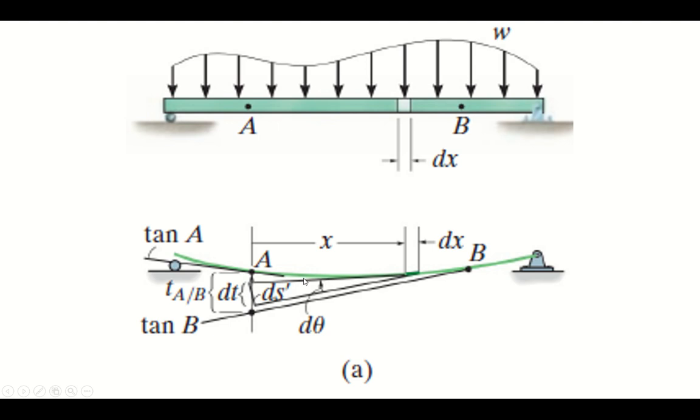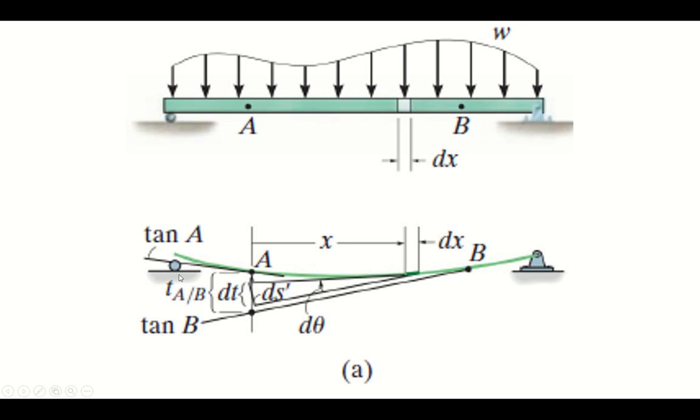Now this is the deflected shape of the beam, right? You can see that. Now at point A we have drawn a tangent which is called the tangent at A, right? And at point B we have drawn another tangent which is called the tangent at B, and the vertical distance of this point A from the tangent at B is called t A by B, right? And we are interested in calculating this distance.